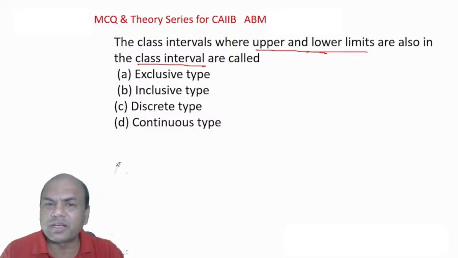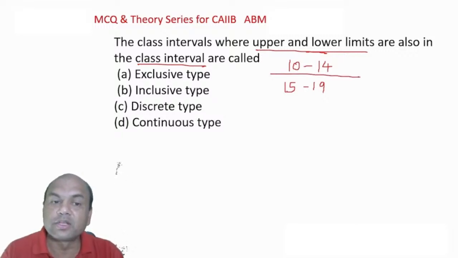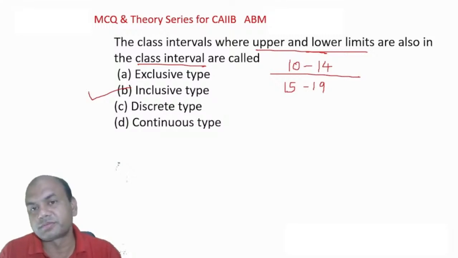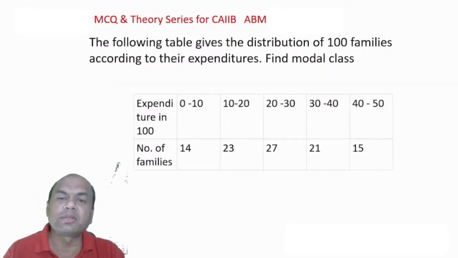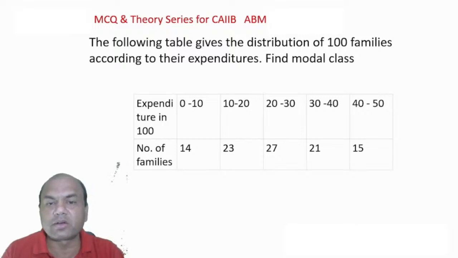Just now I told you, right, 10 to 14, 15 to 19. So upper and lower, I told you, if I get 14, it will be in this class, right? So this is known as inclusive. And then we have to convert this to exclusive. I've shown you earlier, so we won't be repeating it now, okay? The following table gives the distribution of 100 families according to the expenditure. Find the modal class. Simple.